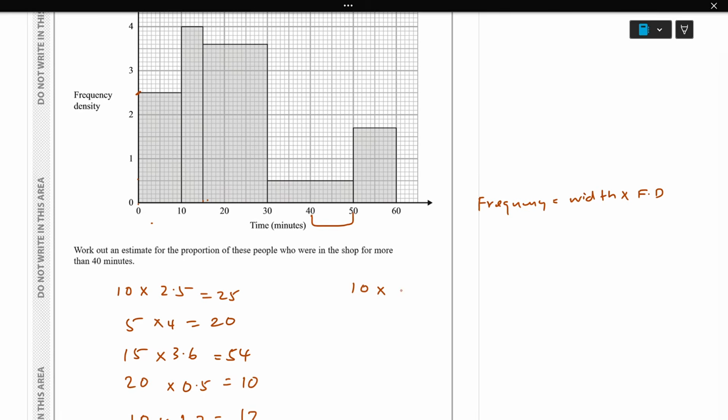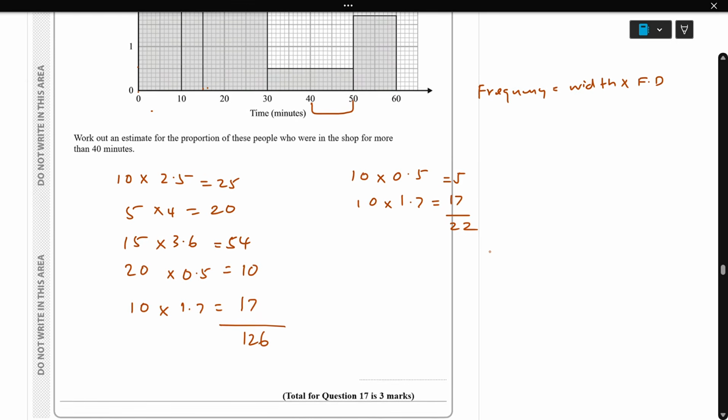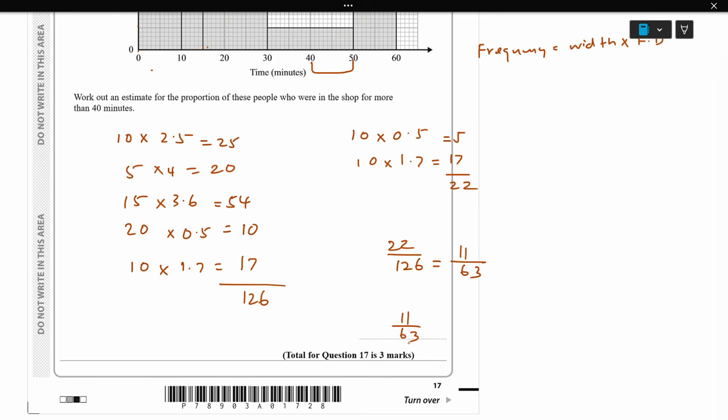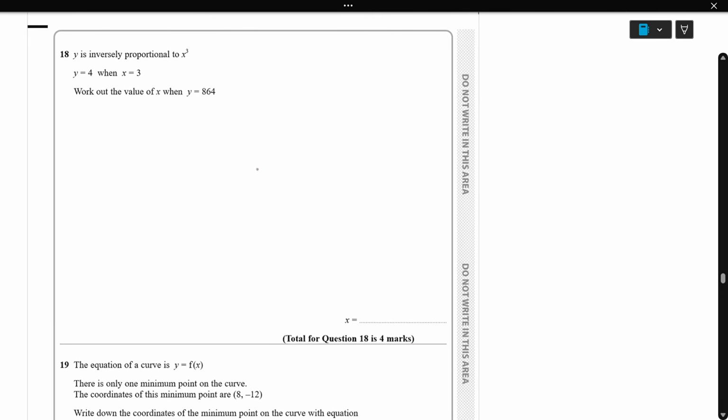Now we are going to calculate only above 40. Above 40, first here is 10. So 10 times 0.5, it's going to be 5. Next again 10. 10 times 1.7 is going to be 17. So here the frequency is going to be 22. So we need to do the proportion. Proportion is like 22 over 126. So go for the lowest term, which is 11 over 63. That is the answer, 11 by 63.